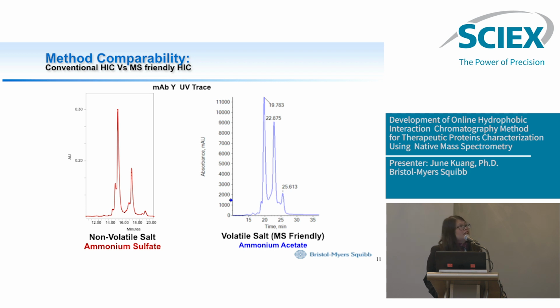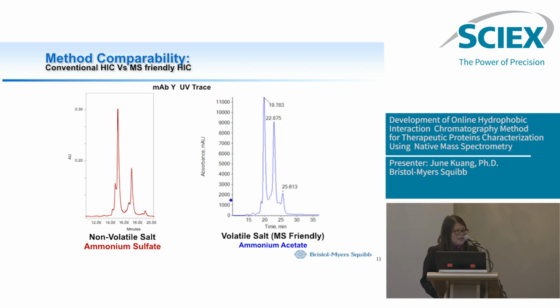Before going into the mass spec data, let's take a look at the method compatibility between the conventional salt and the MS-friendly salt. On the left-hand side, I used the conventional salt, which is ammonium sulfate, and on the right-hand side I used ammonium acetate. They both show a similar pattern. However, when you use ammonium sulfate, it shows slightly better resolution, because the salt concentration is much higher in the conventional HIC.